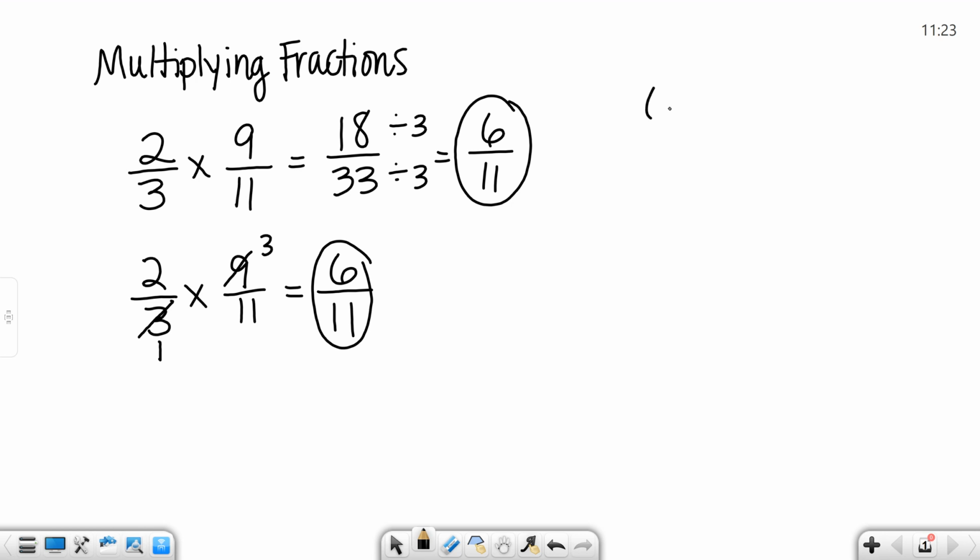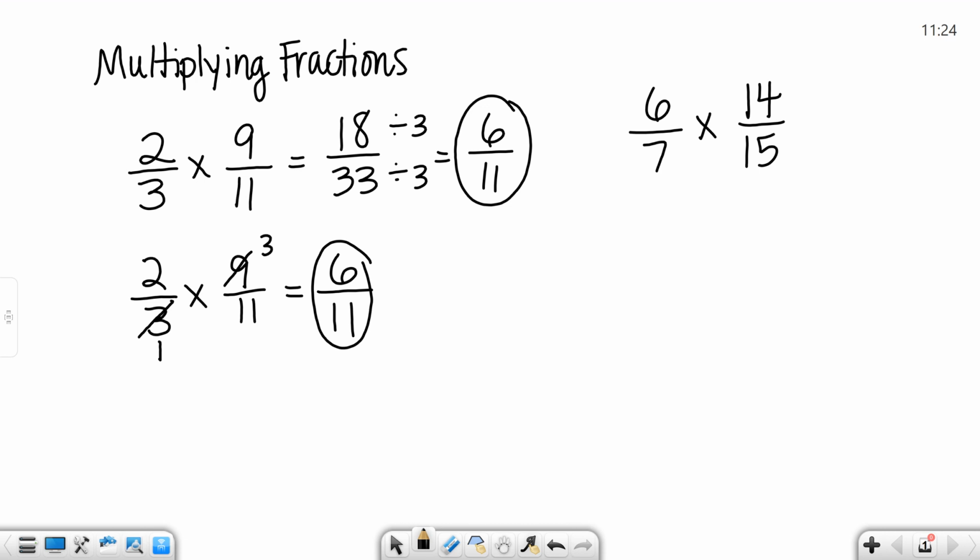Let's try another one. 6/7 times 14/15. Okay, we can look to see if we can do some canceling. As you can see, if we multiply this as it is, our numbers are going to get pretty big. On the top, we would have 84, and on the bottom, we'd have 105. And that is no fun to try to reduce. So it's much easier to reduce by canceling before you multiply.